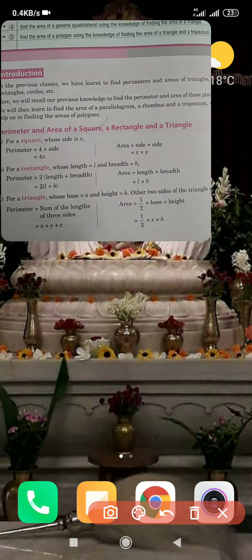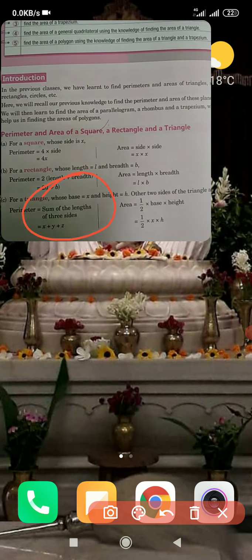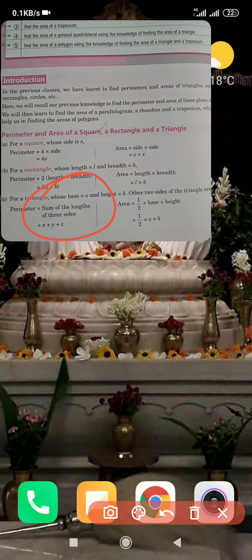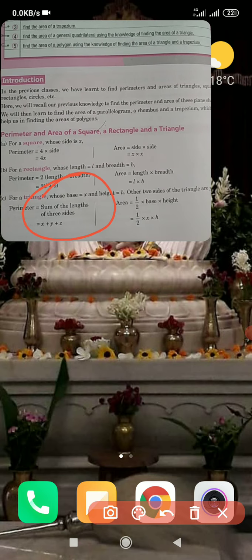The triangle has 3 sides, so the perimeter is x plus y plus z. If all the sides are equal, in case of an equilateral triangle, then it will be x plus x plus x. We are getting 3x.